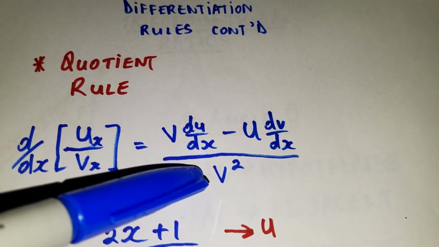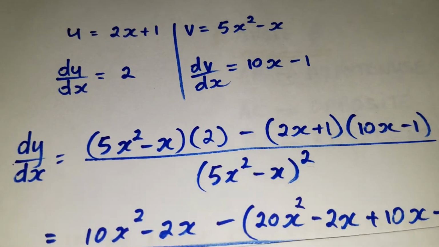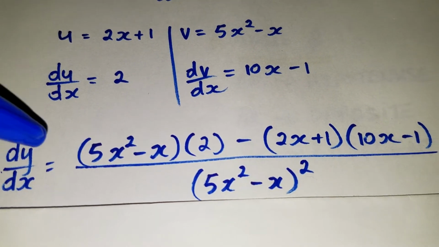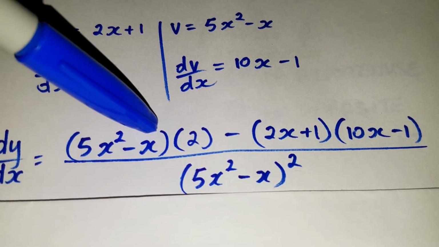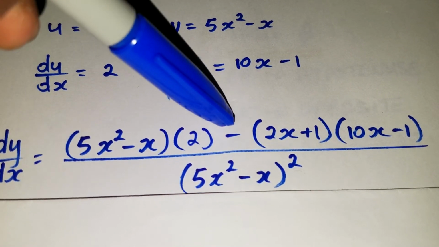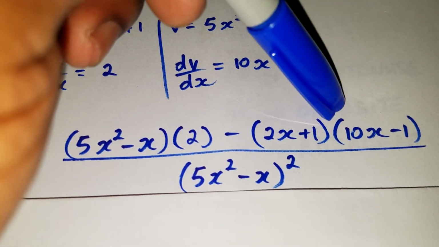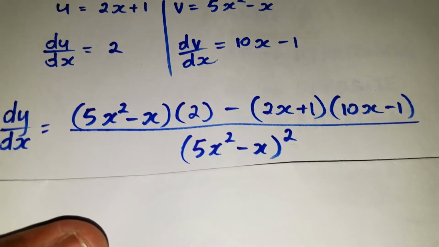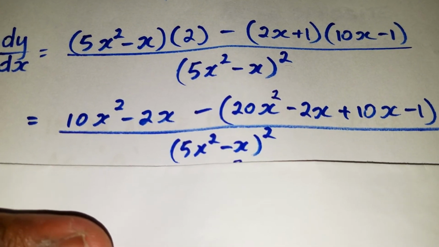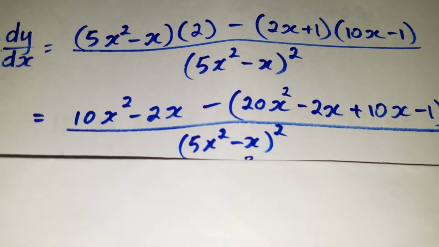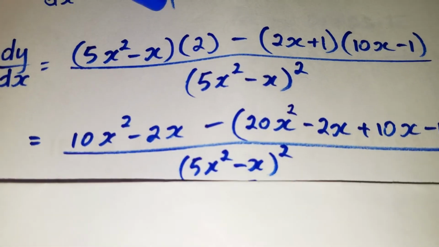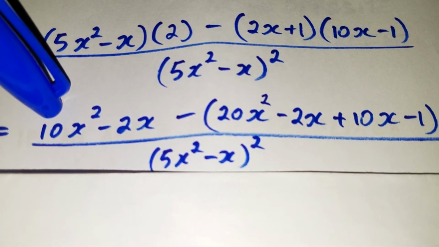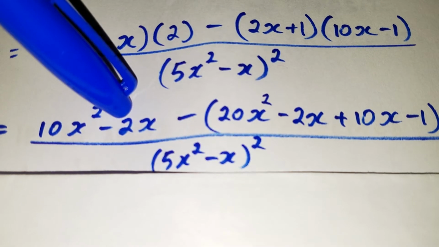So the quotient rule will be as follows. The differential of y with respect to x would be equal to v times du dx minus u times dv dx, all divided by v squared. So to remove the brackets, all we do now is just regular algebraic multiplication. So it will be, let me see, 2 times 5x squared is 10x squared. 2 times negative x is negative 2x.